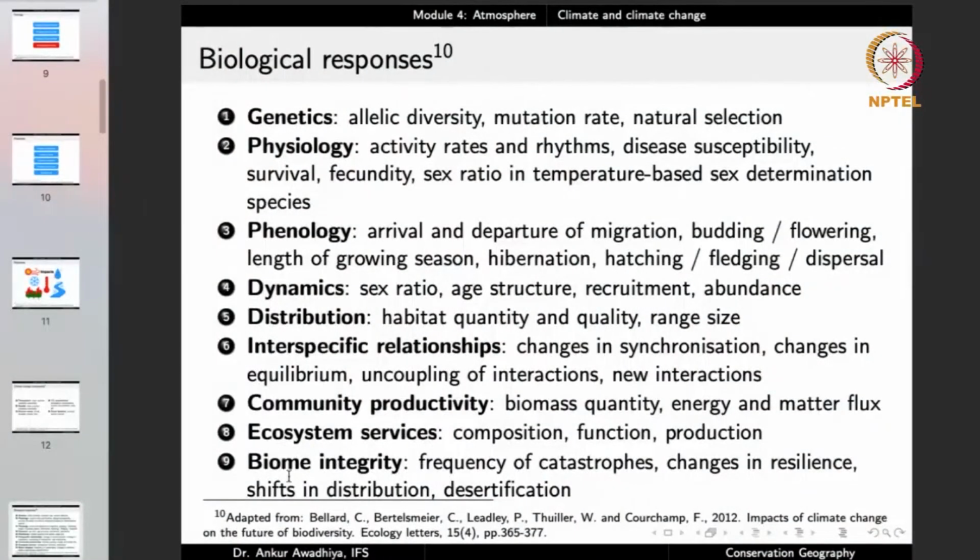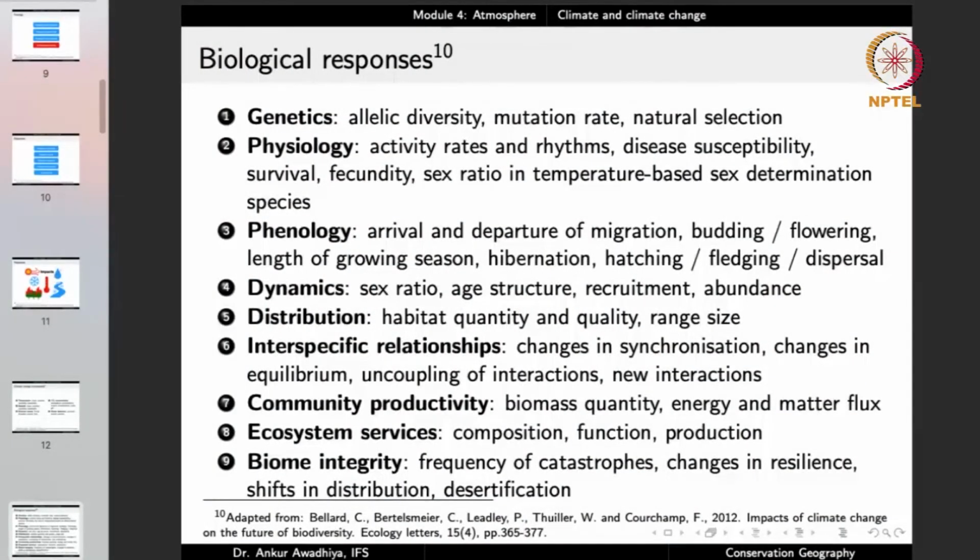We are observing changes in the biome integrity. So we are observing changes from the genetic level right up to the biome level. The frequency of catastrophes is increasing. The biomes are becoming less and less resilient. There are shifts in distribution. We are observing an increase in desertification. So these are all different biological responses.